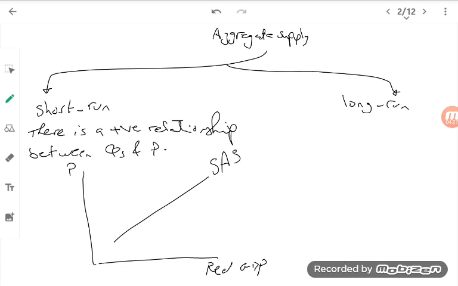What about the long run? In the long run, the economy is at full employment level. So we are going to produce a fixed quantity, which is known as potential GDP. So potential GDP is independent of the price level, as this is the maximum level of production that can be produced in this country. So it will be parallel to the y-axis.